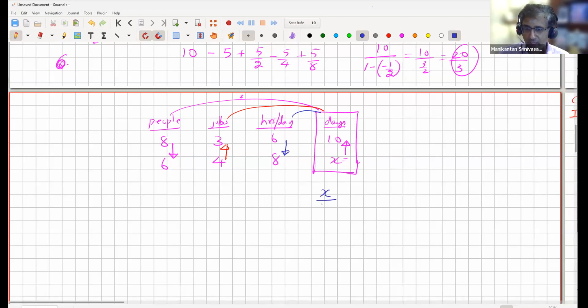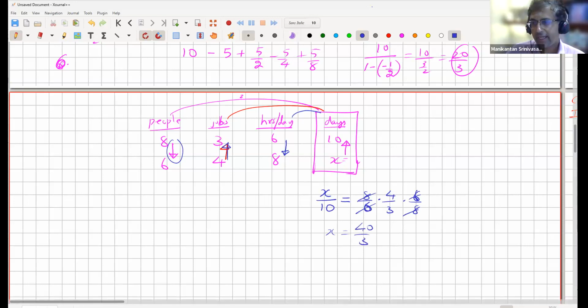So X by 10, I'll follow the arrow, X by 10 equal to the direction of the arrow for each of the other 3 variables. So here it's downwards, so 8 by 6 into, here it is upwards, so 4 by 3 into, here it's downwards, 6 by 8. I'm not going to simplify, but that's the idea. And then you can find X. In fact, in this case, it just happens that it's very nice, so it's 40 by 3 number of days. You can quickly answer in one shot.